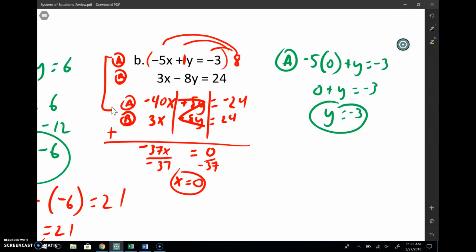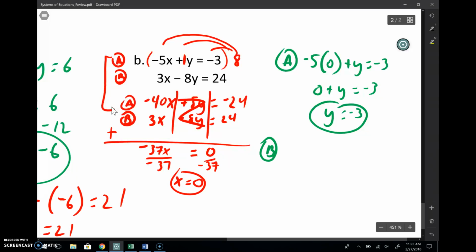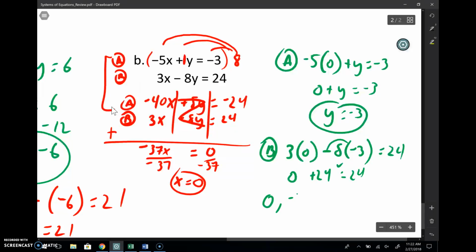So I know that it works for the first one. I better check with the second one. 3x, but instead of writing in x, I'm going to substitute in 0. Minus 3 times negative 3 instead of y, because here's that 8y. I'm going to substitute in negative 3 is equal to 24. That's 0. Negative 8 times negative 3 is positive 24, because we're just multiplying those two. 24 does equal 24. So my answer here does work. 0 and negative 3 for x and y.